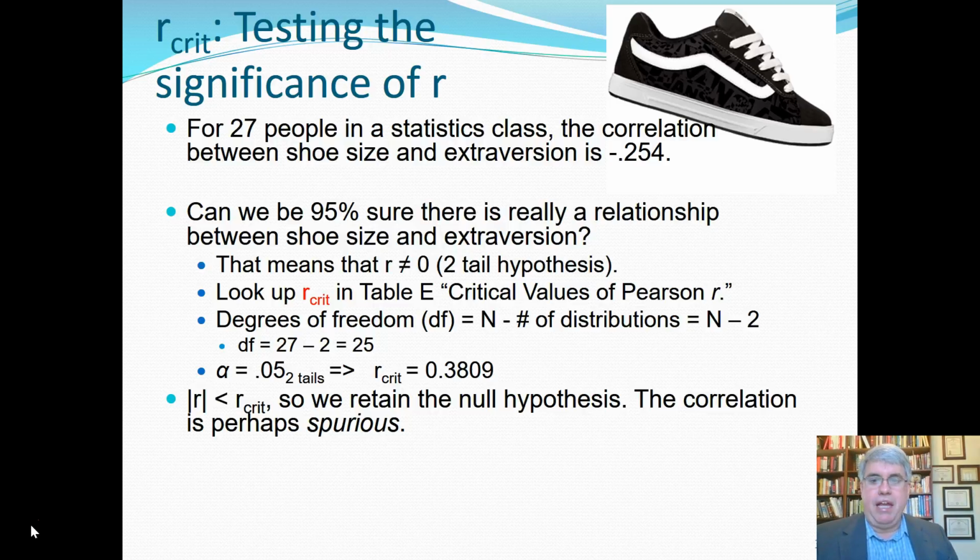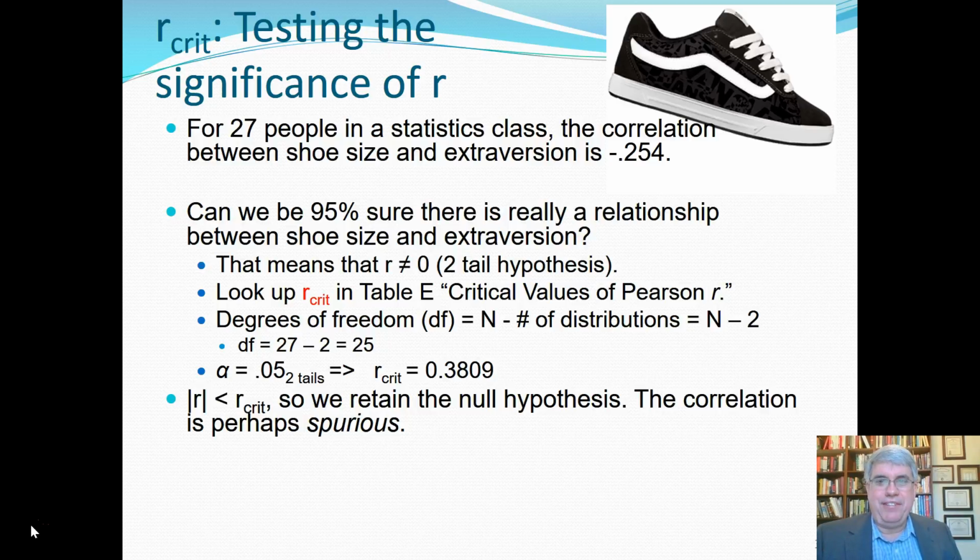Now, let's start off with a statistic that I collected in a class, and it was 27 people, and the correlation between shoe size and extraversion was minus 0.254. So extraversion is how talkative, how social, how outgoing, how dominant somebody is. And we had a negative correlation between shoe size and extraversion. And it's negative, meaning that as the shoe size got larger, extraversion went down.